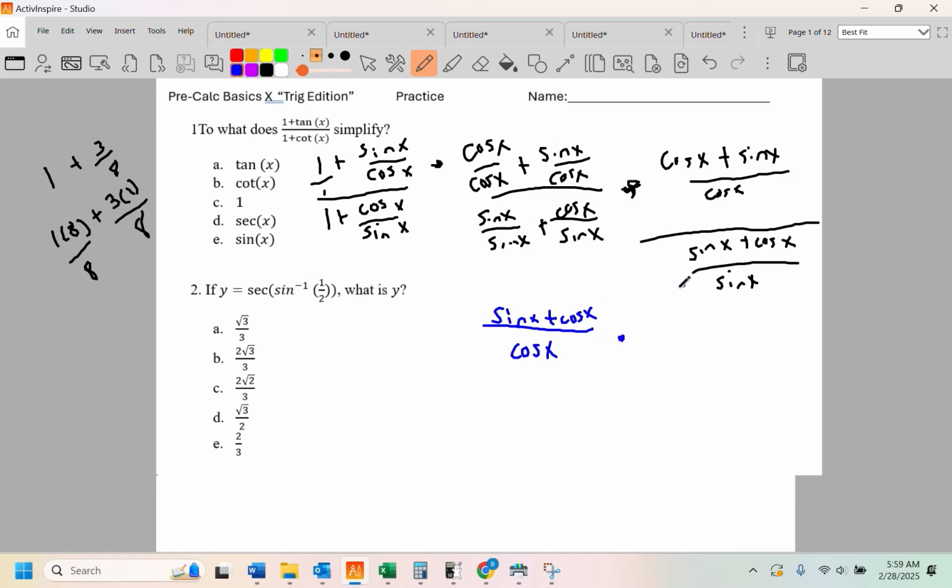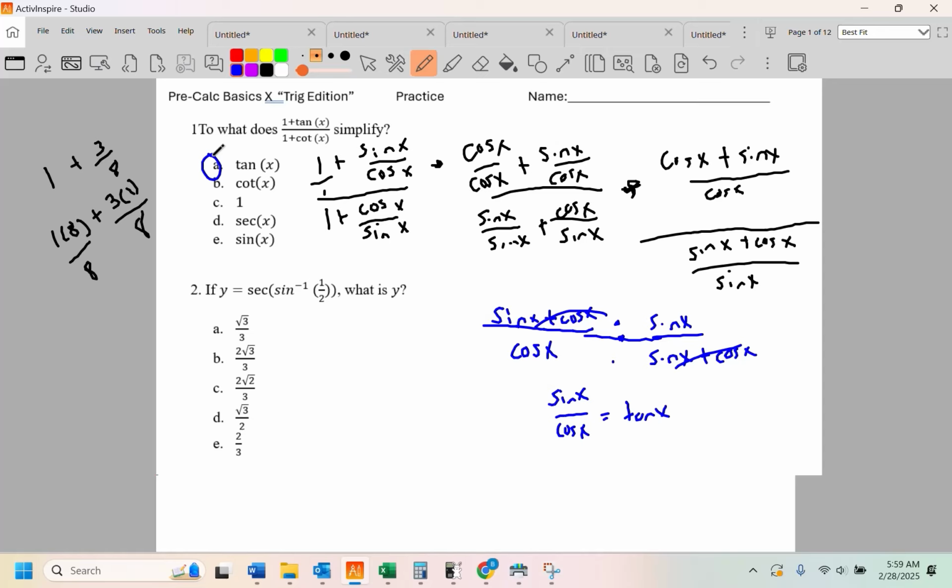And I'm going to flip this one. It's going to become sine of x over sine of x plus cosine of x. And these guys are the same. In multiplication, we just merge, right? They cancel. So I'm left with sine of x over cosine of x, which is tangent of x.